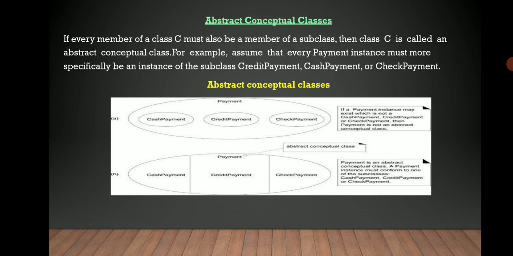And now, let us see abstract conceptual classes. If every member of a class C must also be a member of a subclass, then the class C is also called an abstract conceptual class. For example, assume that every payment instance must more specifically be an instance of the subclass credit payment, cash payment or check payment. This diagram shows the abstract conceptual classes.